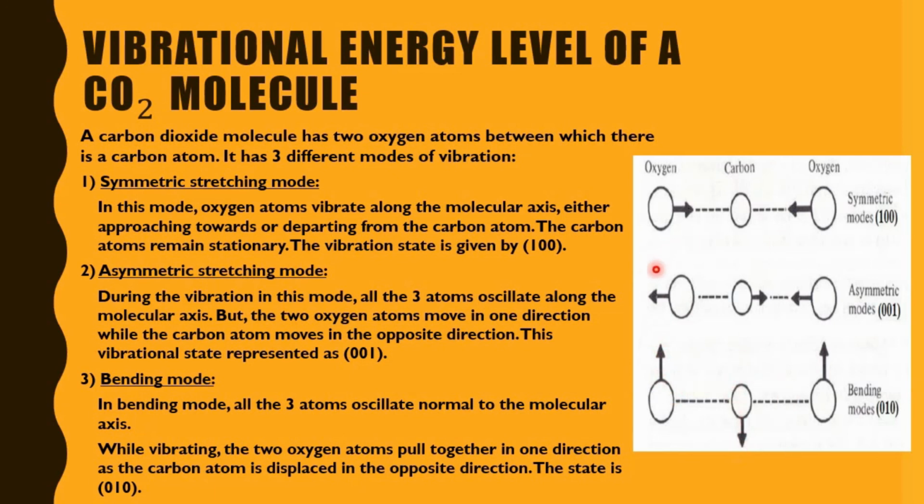So the difference is that in the asymmetric mode the motion is along the molecular axis, with the oxygens in the same direction and the carbon in the opposite direction, and in the bending mode they move normal to the molecular axis. The oxygens are the same but the carbon is in the opposite direction, and this bending mode is the state 010. So today's lecture ends here, and I hope all the points are clear with the diagram.